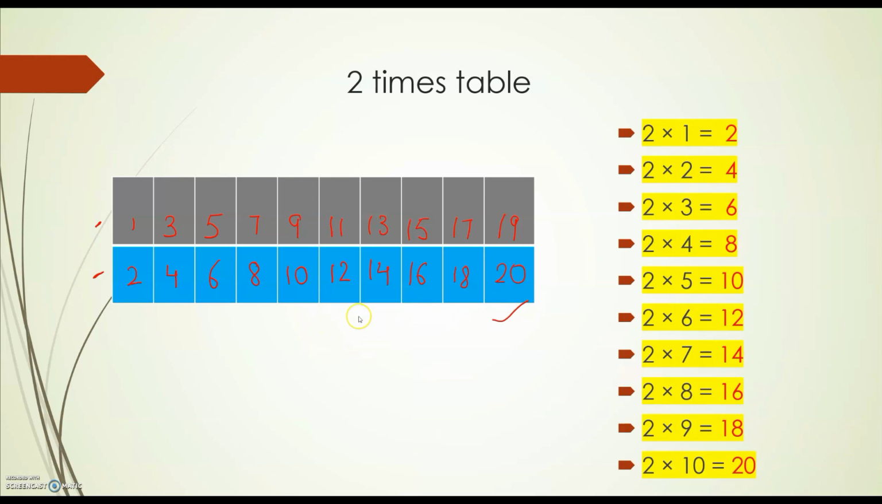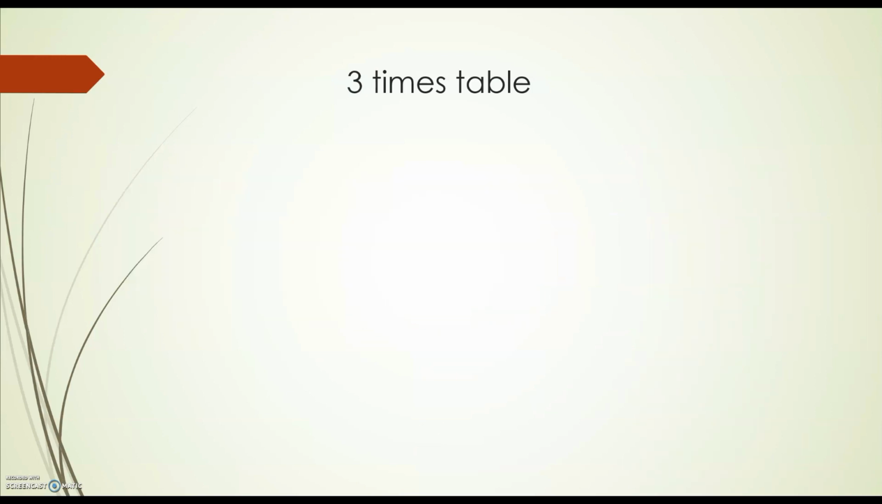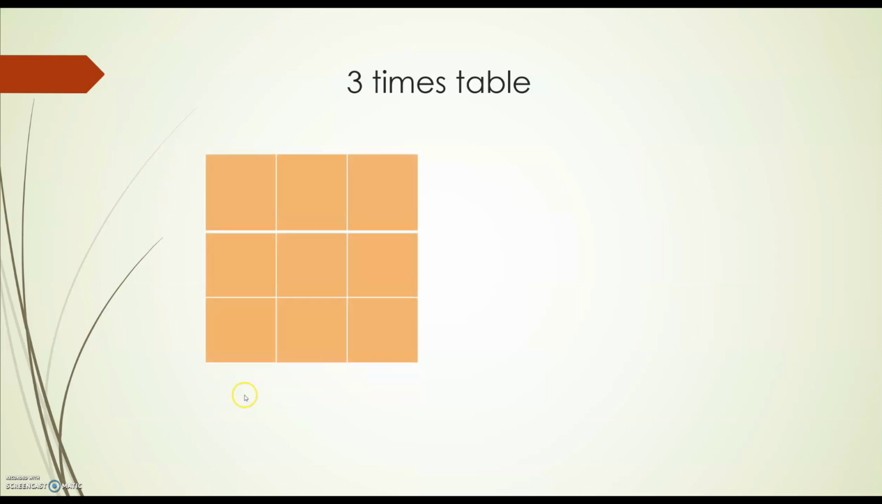Let's move to the 3 times table. For the 3 times table, we draw one box which is divided into 9 small boxes. Then we will write numbers from 1 to 10. So we start from the bottom box. So here I am writing 1, then 2, then 3, 4, 5, 6, 7, 8, 9, and for 10 we write 0 here. After that we will write 0 in the first row. So we will write here 0 at the tens place.